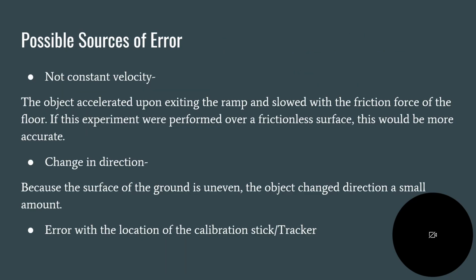So here are just a couple possible sources of error for this experiment. One, it's not a constant velocity, so friction from the floor either slows the object or there's acceleration from the ramp. The object also probably changed direction because it was rolling on an uneven surface. And there also may be some error from tracker, just for calculating the observed positions.